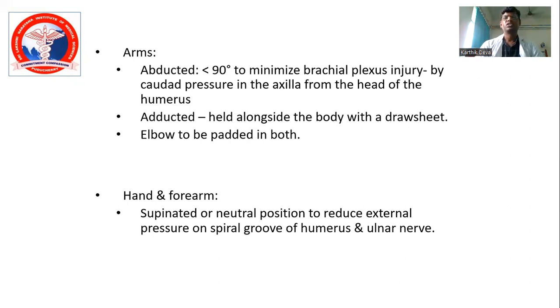In dorsal decubitus position, arms can be abducted or adducted. In case of abduction, the abduction should not be more than 90 degrees. It should always be less than 90 degrees to minimize brachial plexus injury. It should be guarded by placing a padded roll in the axilla to minimize the brachial plexus injury.